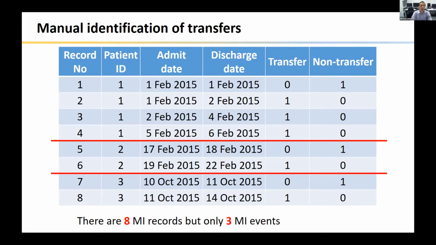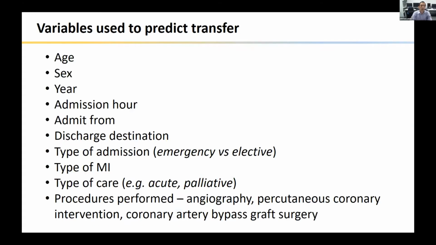For analytical purposes, we transpose the transfer codes of 0 and 1 as shown, and we use non-transfer. Here are the variables from the data that we use. These variables, we feel, could inform us if a record is actually a transfer-related admission.